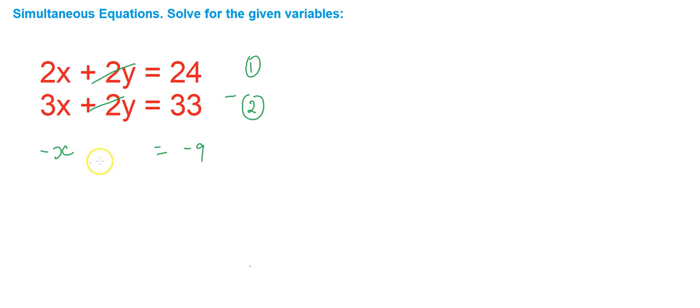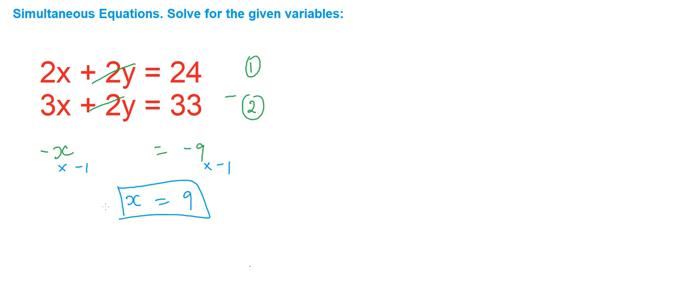Now we can't have minus x, so we have to make that a positive, so we multiply that by negative 1, and we do the same to the other side. Don't forget, this has an invisible 1 here, right? So it's negative 1 times negative 1, which is positive 1. So it'll be positive x. And on this side, negative 9 times negative 1 equals positive 9.